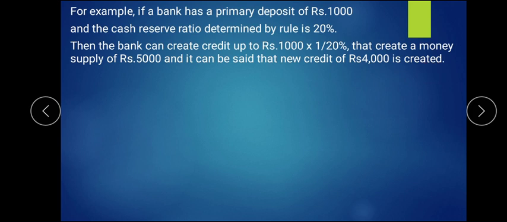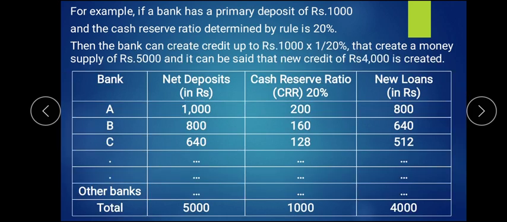Let us understand more clearly with the help of a table. A person has given 1,000 to his bank, and the bank has kept 200 rupees, as per the rule that they have to keep 20%. So from 1,000, 200 is deducted, and 800 is left. Now this 800 is given as a loan by the bank to another person, that is B. So B has 800, and he deposits it into his account at another bank, and that bank will again keep 20%. So 800 into 20%, that is 160 rupees kept by them.